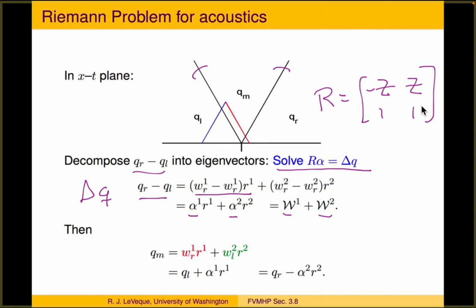So once we fix that, then this QM, which we saw we could calculate as a linear combination of R1 and R2 based on W1 and W2 coming from the two sides, can be viewed as QL plus the jump across the left-going wave. So we can start with QL, add in the jump across the left-going wave, and we get QM. Or alternatively, you could start with QR, subtract off the jump across the right-going wave, and that would also give you QM. So we have two different relations for QM.